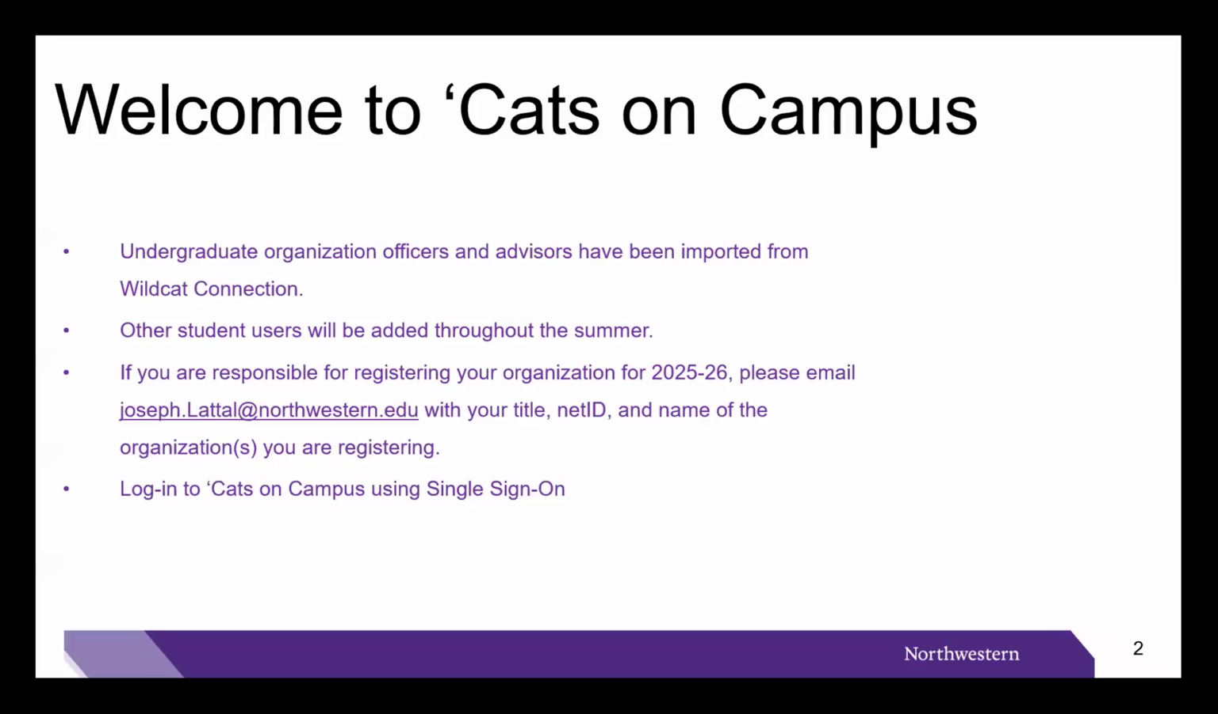So even though you haven't received an email notification or other alert, all of the undergraduate presidents and treasurers listed for their organization on Wildcat Connection have been imported as users into Cats on Campus. We'll include a link of where you go to log on to Cats on Campus using single sign-on. The remainder of enrolled undergraduate, graduate students, and faculty and staff will be added in waves throughout the summer.